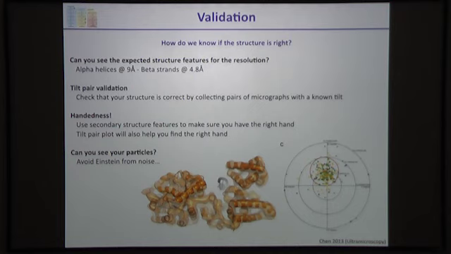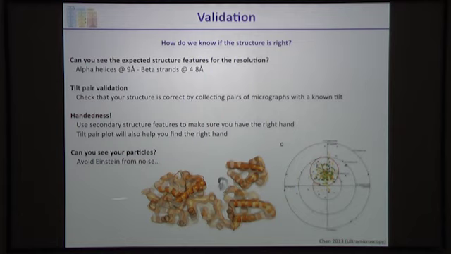Also, you should make sure that you have the right handedness, and this you can do with a tilt pair as well. But if you have high enough resolution, you can do it with helices. You can do it if you have a part of your protein where you have a crystal structure for it. You can find out what the hand is, etc. And then again, make sure that the reconstruction you're making makes sense.